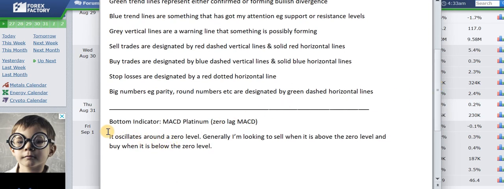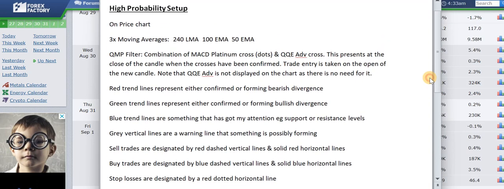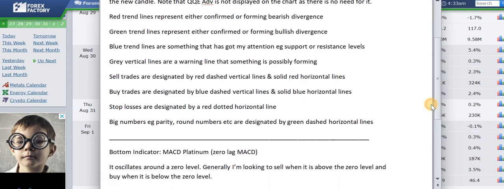The main indicator is the bottom indicator below the price chart, MACD Platinum. It's just a zero lag MACD. It oscillates around a zero level, and generally I'm looking to sell when it's above the zero level and buy when it's below the zero level. So sell when it's above the zero level and buy when it's below the zero level. That's the gist of it. So you can just pause the video or take a screenshot of that and have a read. It's pretty straightforward.